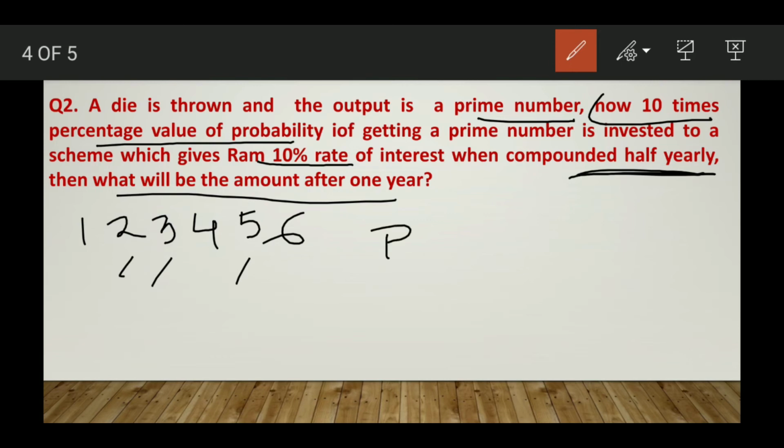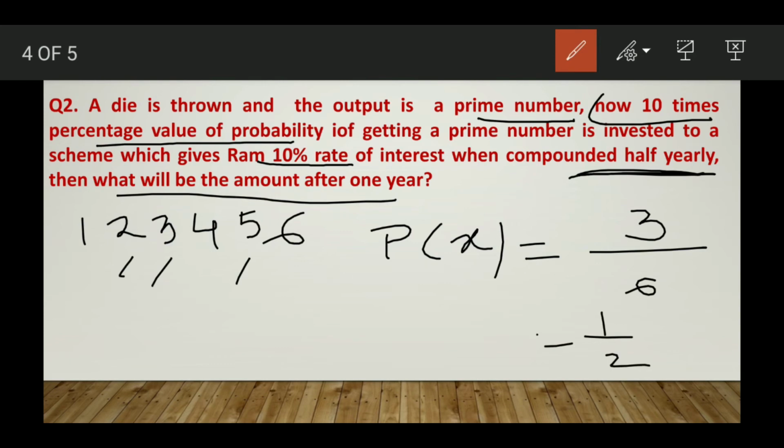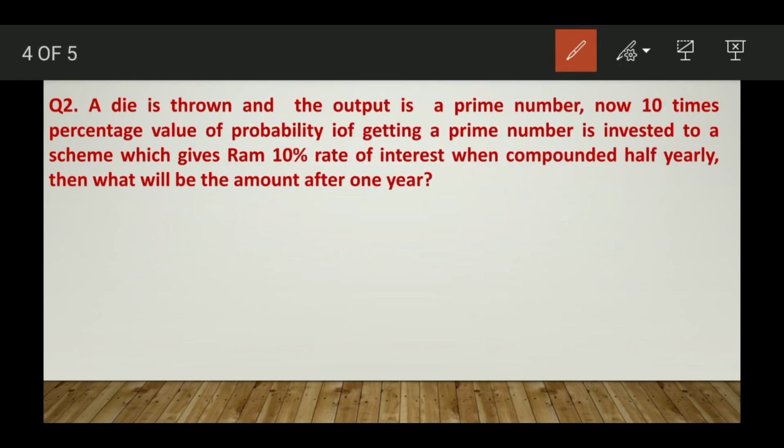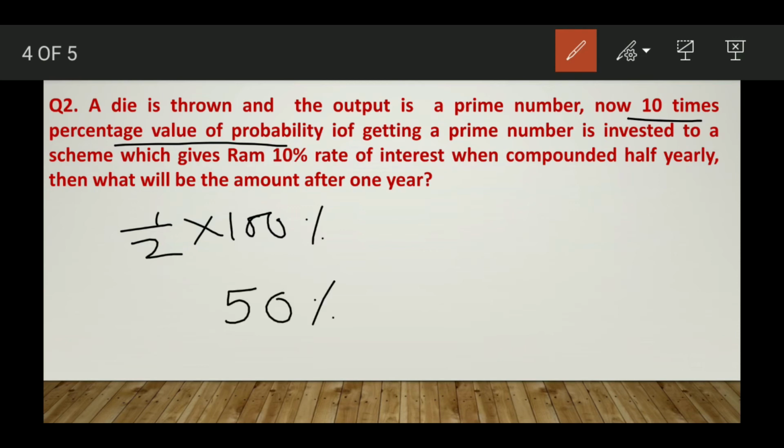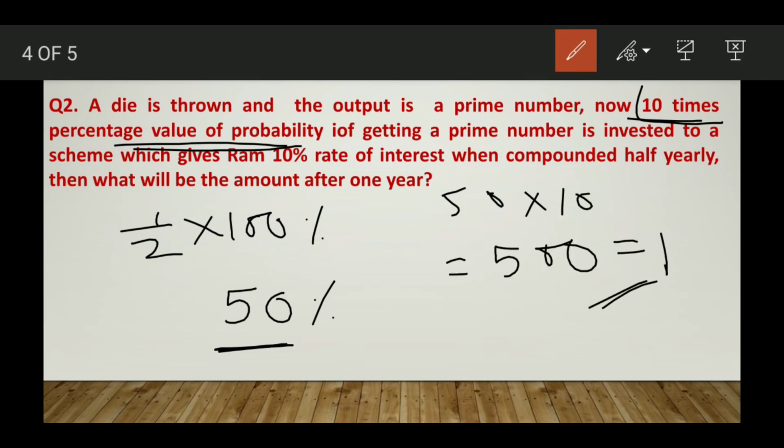Therefore probability of getting a prime number, I'm taking as x, is, since there are 3 prime numbers and total outcomes are 6, half. Now we have to find the percentage value of this probability. So half into 100 percentage is simply 50 percentage. Now 10 times of this value 50, so 50 into 10, that is 500 rupees. This much amount is invested. So this is our principal.